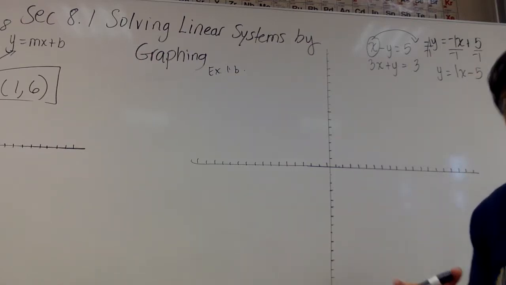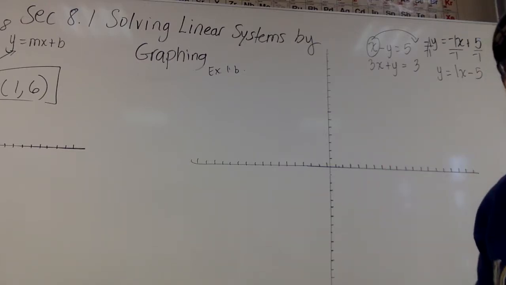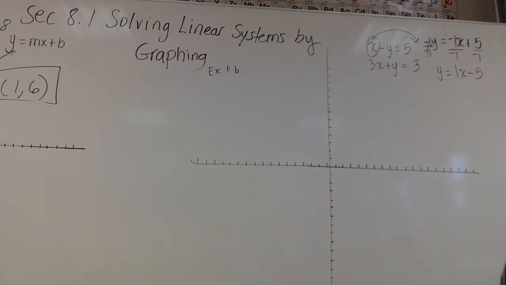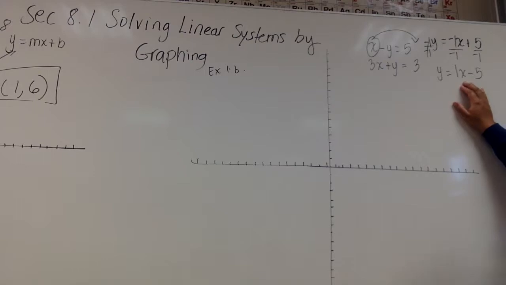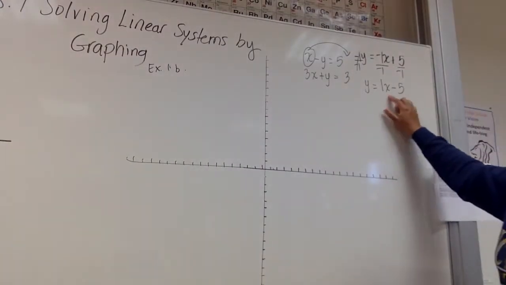So that's simple, guys. We've been doing that. That's pre-algebra, 8th grade math. Stop making careless mistakes because this is really going to cost you now that we're in second semester Algebra 1. So this is the equation we're going to graph: y equals 1x minus 5.